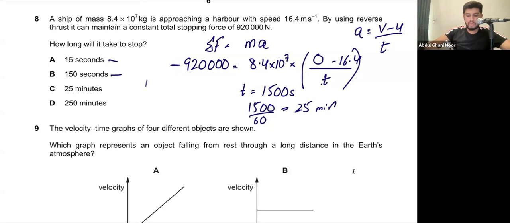You can do the same thing using resultant force is change in momentum upon time. But end में तो आपने वही करना है ना. Change in momentum क्या होगा? mv minus u upon time. तो वो तो you end up doing the same thing.